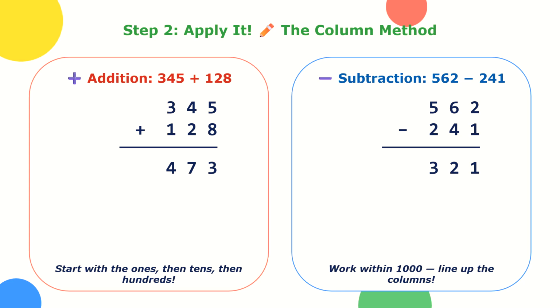To apply it, for addition we start at the 1. 5 plus 8 equals 13. Then 4 plus 2 equals 6 plus the 1 equals 7. 3 plus 1 equals 4. Then for subtraction, 2 minus 1 equals 1. 6 minus 4 equals 2. And 5 minus 2 equals 3.